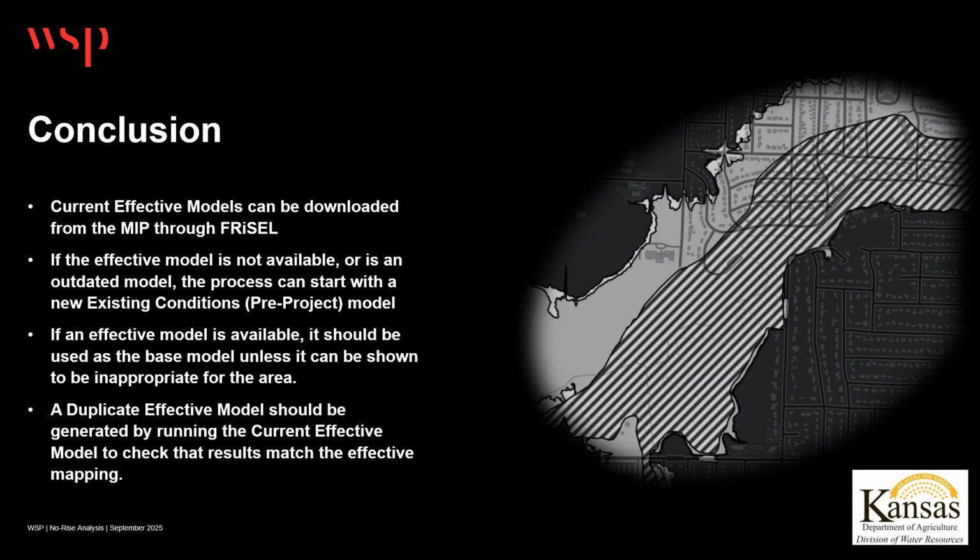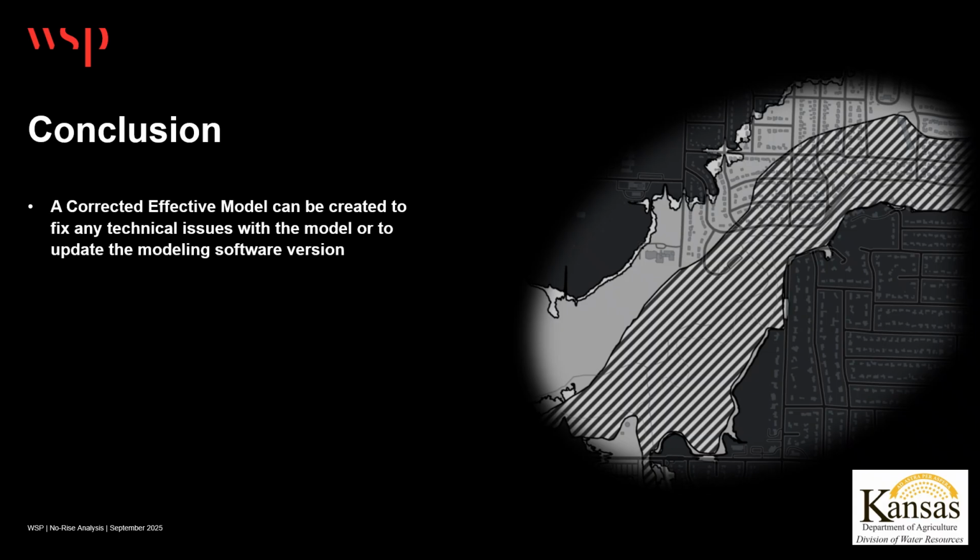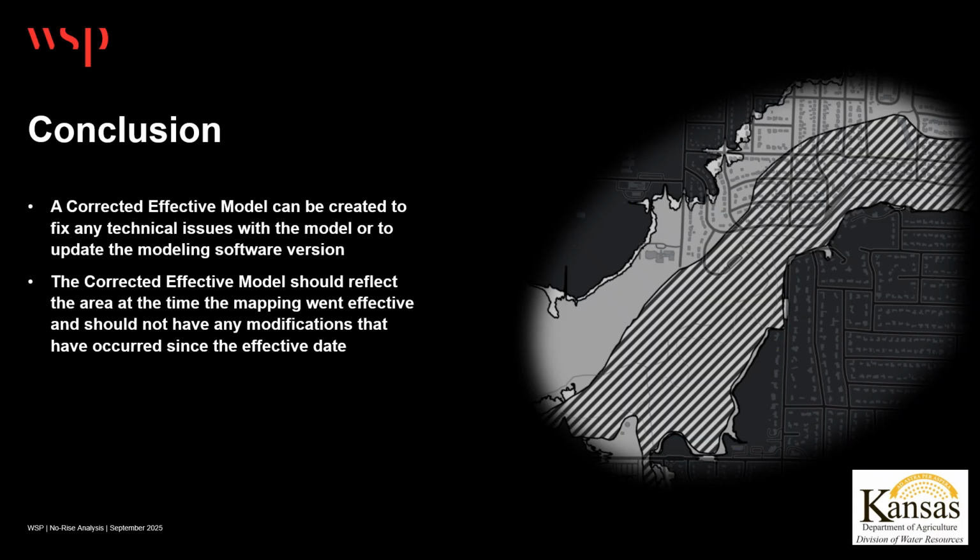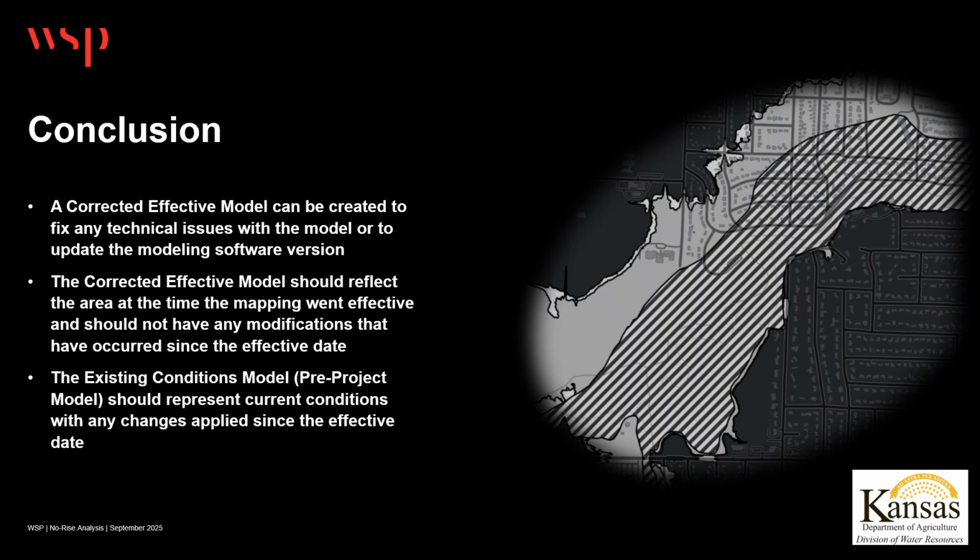A duplicate effective model should be generated by running the current effective model to check that the results match the effective mapping, and this duplicate effective model is required for all no-rise analysis. A corrected effective model can be created to fix any technical issues with the model or to update the modeling software to the current version. The corrected effective model should reflect the area at the time the mapping went effective and should not have any changes that have occurred in the floodplain since the effective date.